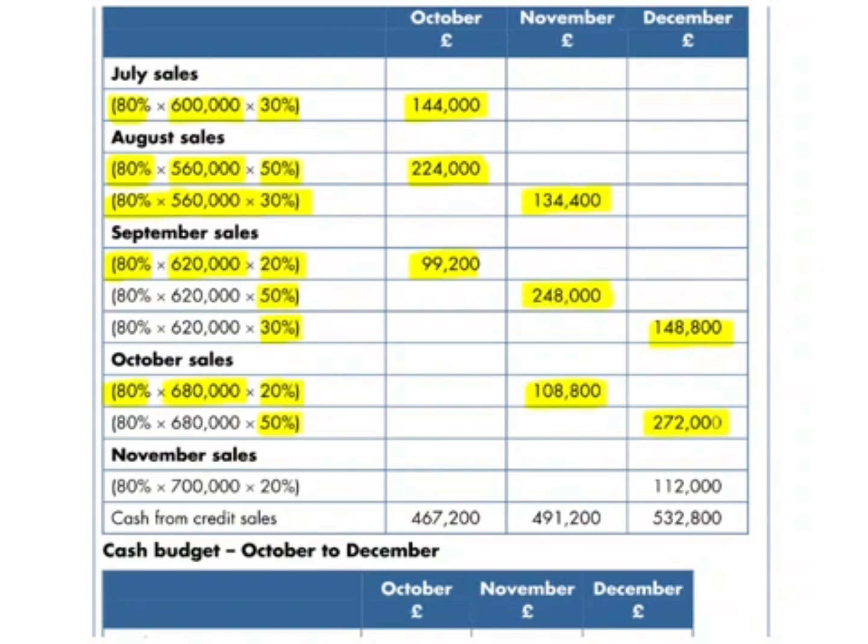From our November sales, we're only worried about the customers that pay us the month after the sale has been made, because of course 2 months afterwards is January, and that's in the next accounting period. So our November sales, 700,000 is our total sale, 80% represents credit sales, and 20% of customers pay us the month following the sale. So £112,000 would be our cash receipt from November credit sales in December.